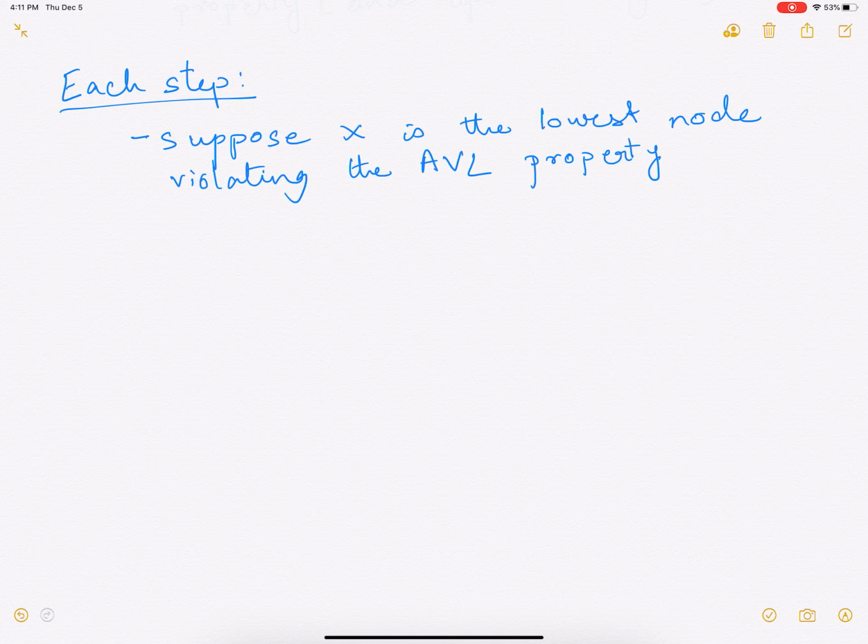Now, we are going to assume here that X is right heavy. So what do we mean when the AVL property is violated? That means the difference between the heights is not ±1. It is greater than 1 or less than -1. Because we are moving from the bottom to the top, the imbalance can only be one more. That is, the height difference can become 2 instead of 1. So we're going to fix that and move up. It cannot be worse than that.